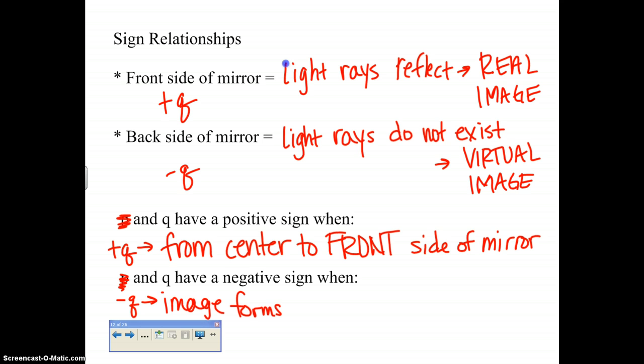So just look at the challenge problems and look at the practice problems. And where am I telling you that these images are formed? There's a lot of information that's given to you just in the wording of the problem that you'd be able to decide, oh, well, she's telling me that the image is formed on the back side of the mirror, therefore my Q has to be negative. Okay, so look for little helpful hints like that.